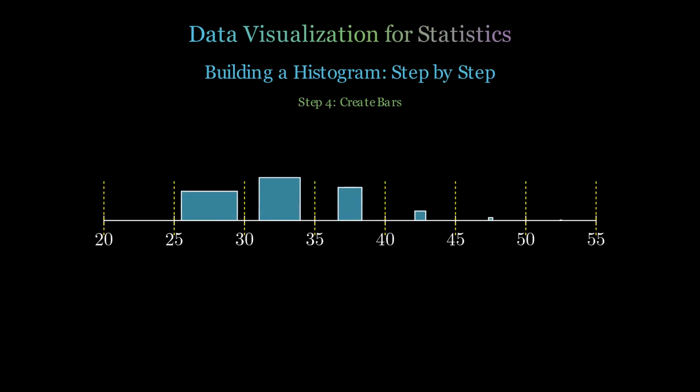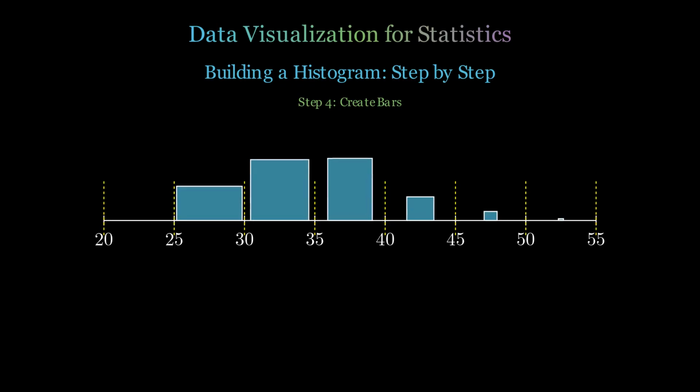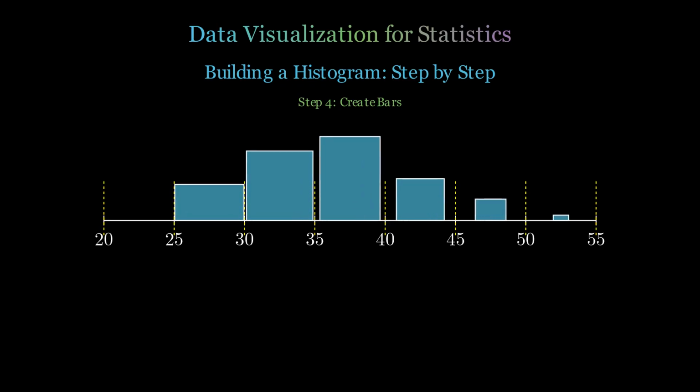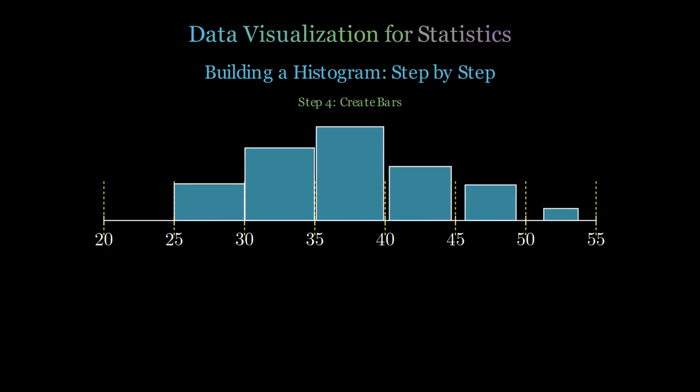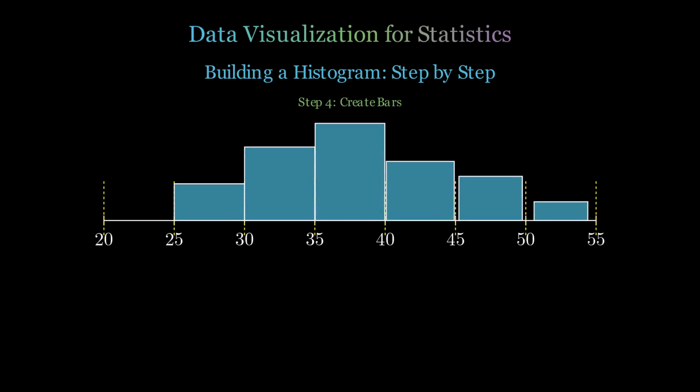The bars touch each other because we are dealing with continuous data. There are no gaps between intervals. This connected appearance distinguishes histograms from bar charts, which show categorical data with separated bars.